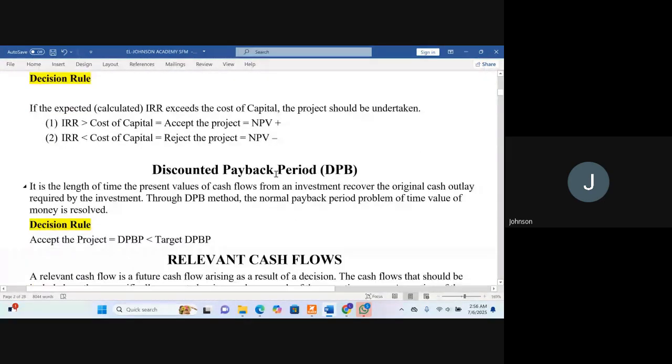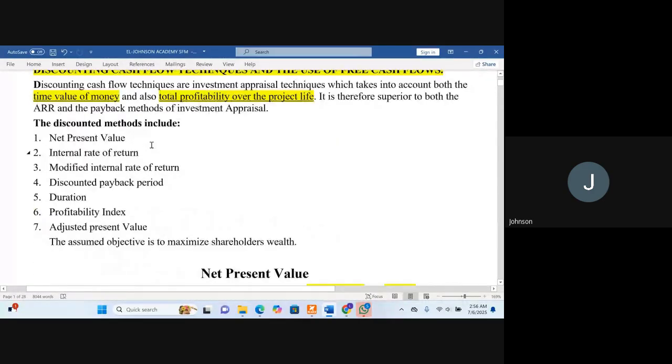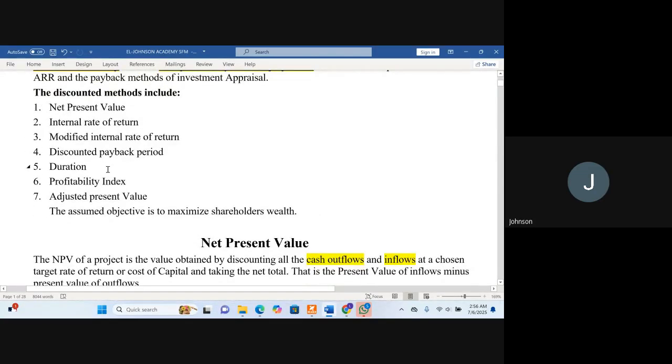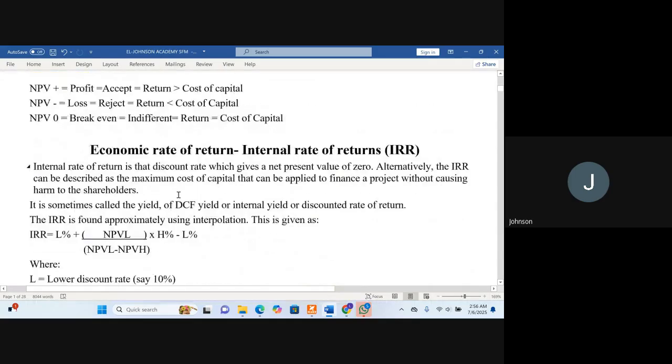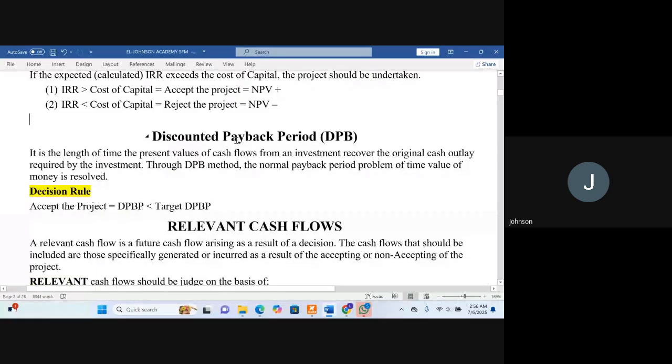Now let's go to the next one. We're just looking at them briefly before we take them one after the other. So we've looked at net present value. We've looked at internal rate of return. The next one we have is the discounted payback period. So let's look at it now.